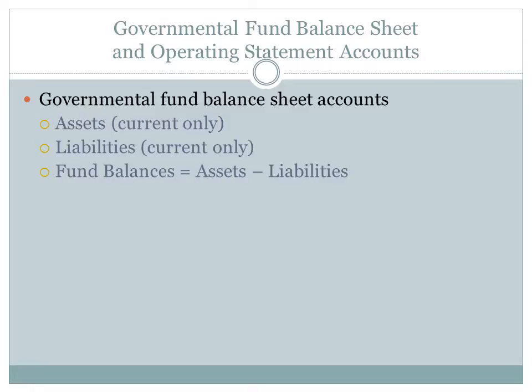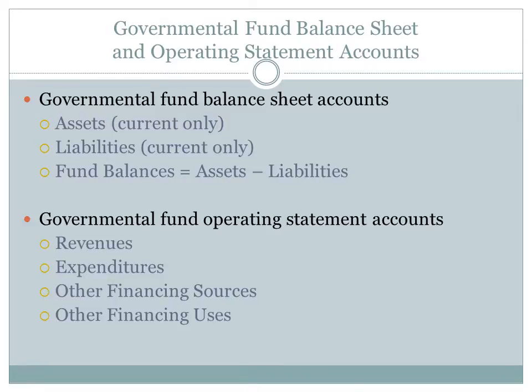Fund balances are equal to assets minus liabilities, and what differentiates fund balances from retained earnings on the for-profit side is that citizens of a government don't have a claim on the resources of the government, whereas the owners of a business do, and therefore that's what differentiates retained earnings from fund balances for governmental funds.